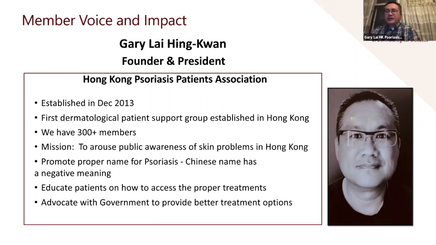We are the first dermatological patient group established in Hong Kong. We now have around 300 members. Our mission is to arouse public awareness of skin problems in Hong Kong. Psoriasis in Hong Kong bears a very bad name here. And one of our missions is to make a proper name for psoriasis and to educate the public and educate patients to access the proper treatments. One of our roles is to advocate to government to provide better treatment for our patients.